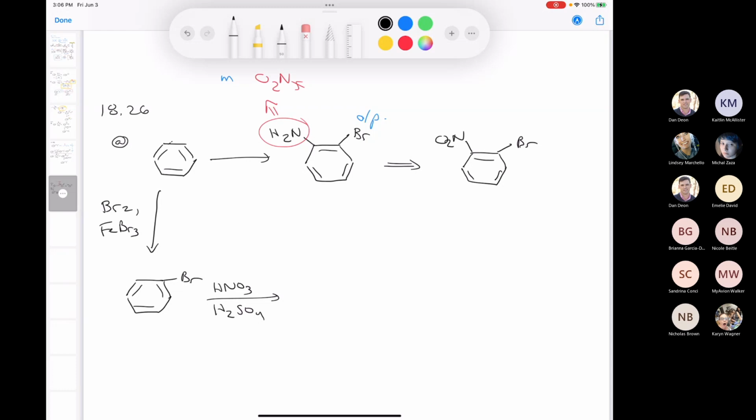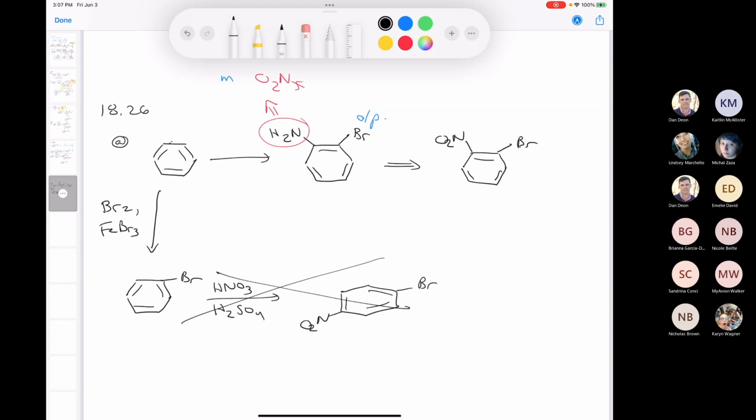So what you'd actually end up with would be mostly this, where you'd have the bromine here and the nitro here. So that doesn't really help us. That would not be the best. Again, toluene is the only exception here.